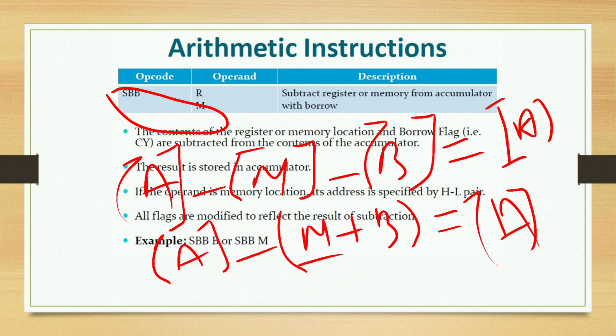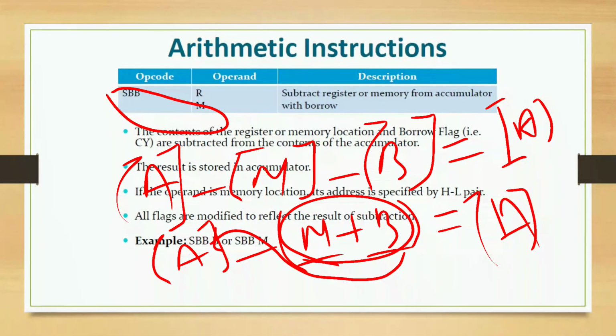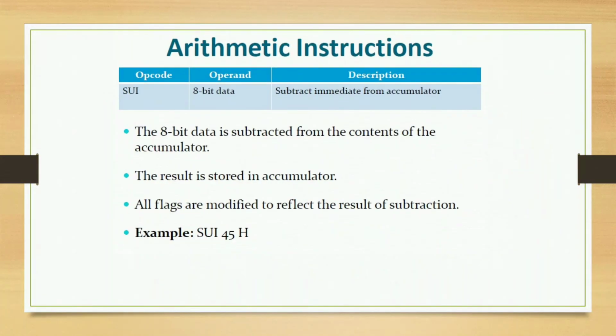Add the content of V with the borrow and find its 2's complement, and this is added with the accumulator content and the result is stored in accumulator. SUI: subtract the immediate data from the content of accumulator and the result is stored in accumulator.